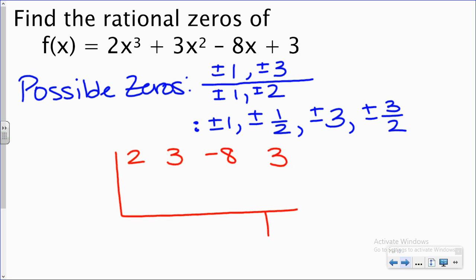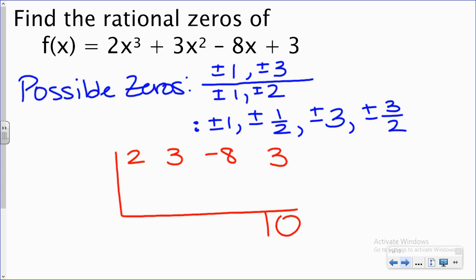Here's where synthetic division and a pencil is your friend. If we have a zero, this is what we're working for right there. If you don't get a zero, erase, cross that number out. Okay? We have 8 numbers to try.